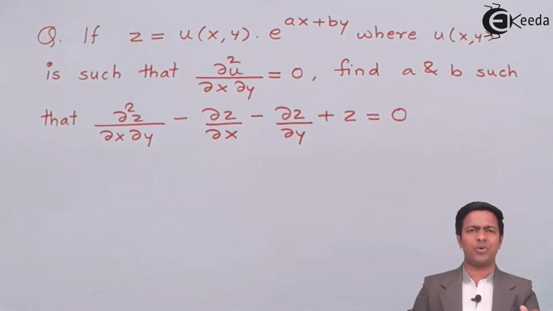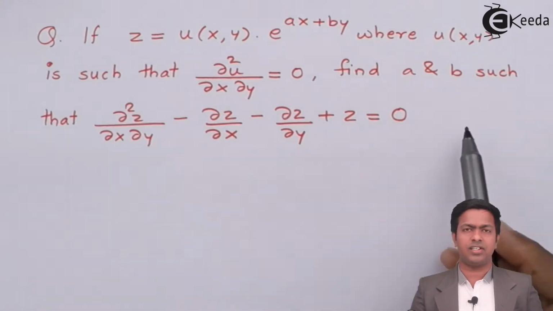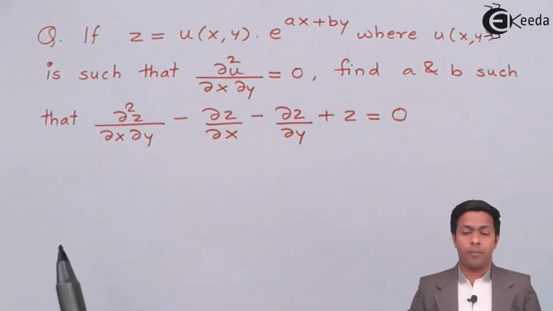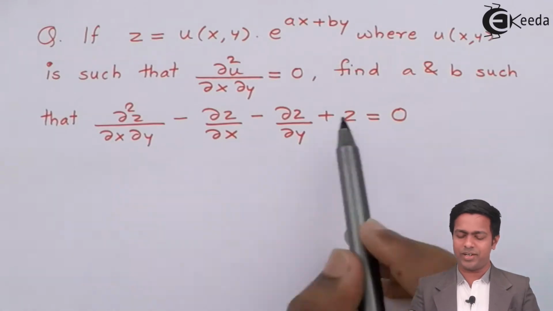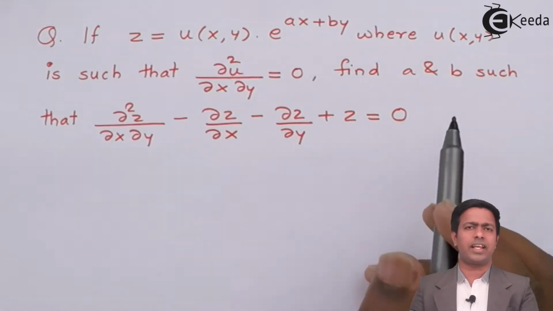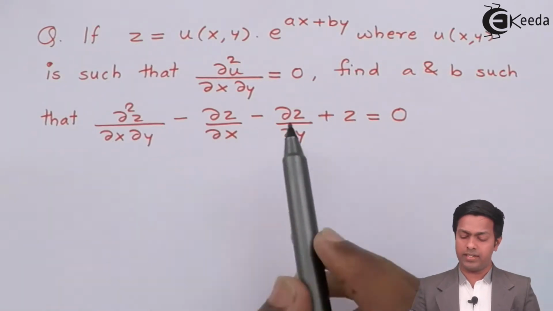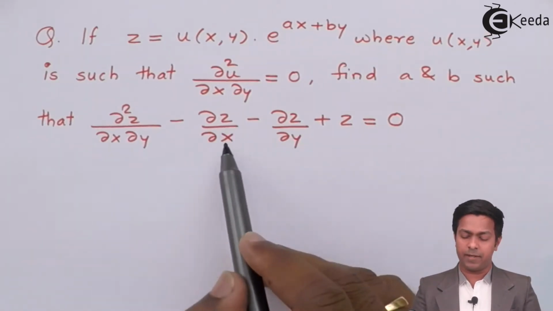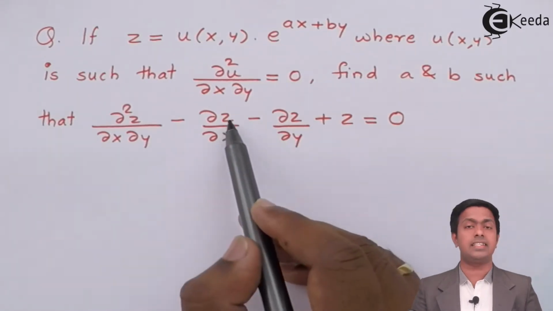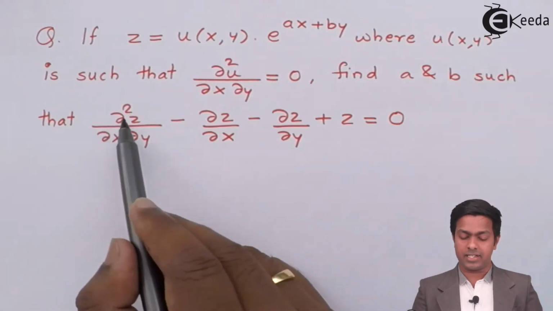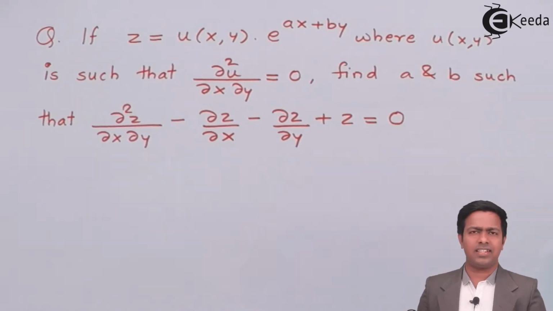So now guys, how to proceed? It's simple. If I want to find out a and b with this condition, I'll find out these values, put those values in the equation, equate it with 0, and then we can get the value of a and b. So for that we need to find out the different terms. One is del z by del y, then del z by del x, then del square z by del x del y. So these are the terms which we have to find out. Now guys, let's start with that.